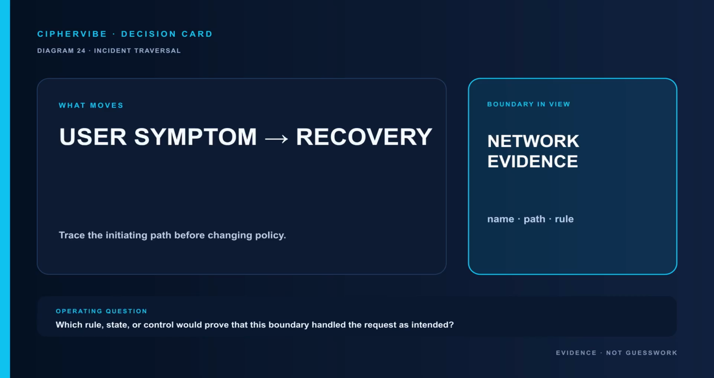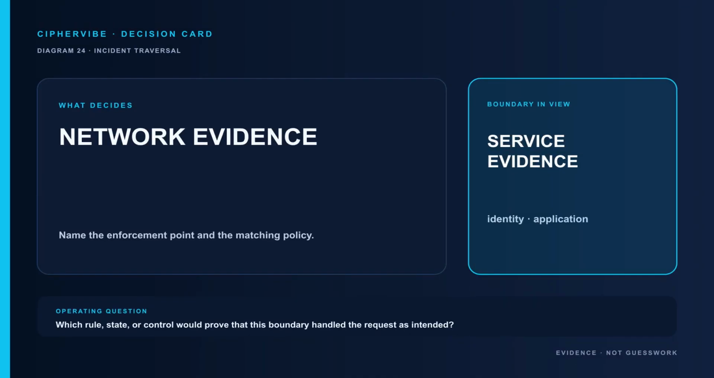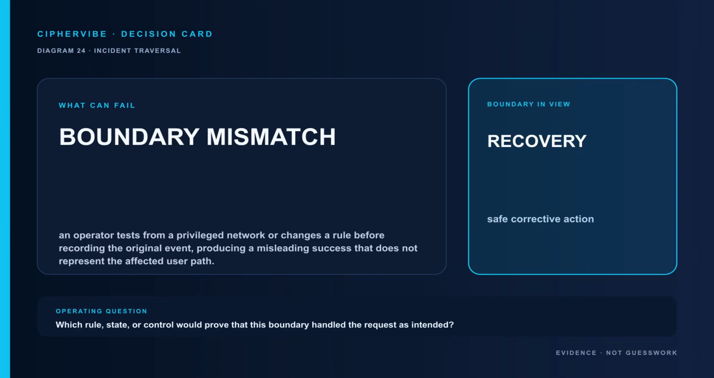When checkout fails, restart less and observe more. Capture the exact user symptom, time, source context, hostname, operation, expected result, and actual result. Confirm the client reached the intended name and connection point. Check whether the relevant enforcement point saw the flow and which policy acted. If traffic was permitted, trace forward to transport, identity, application, and dependency evidence. If it was denied, compare the event to the approved dependency model before proposing any change.